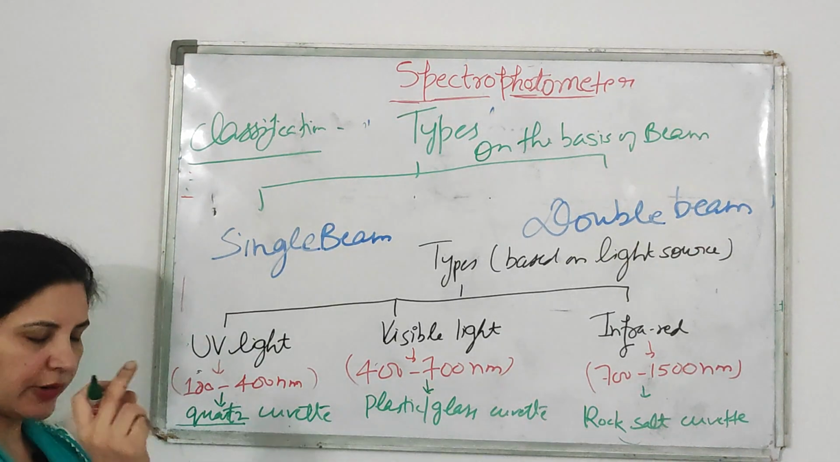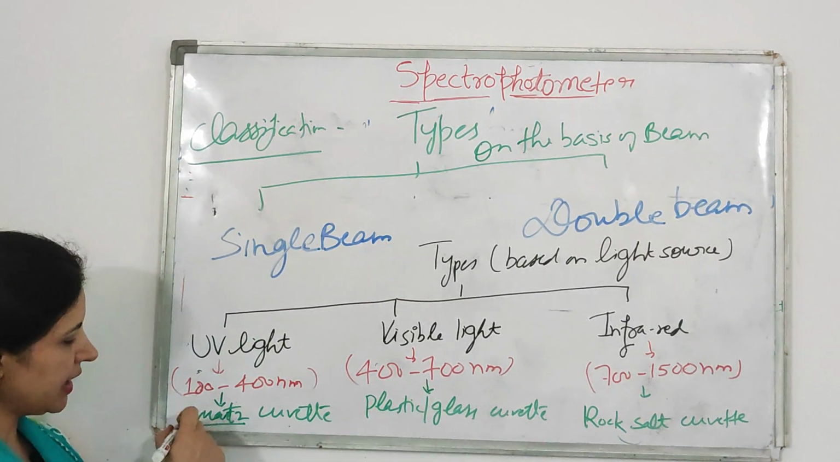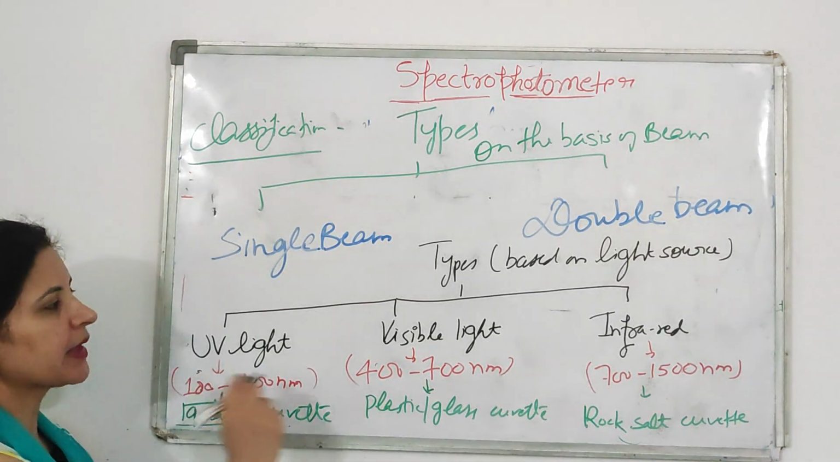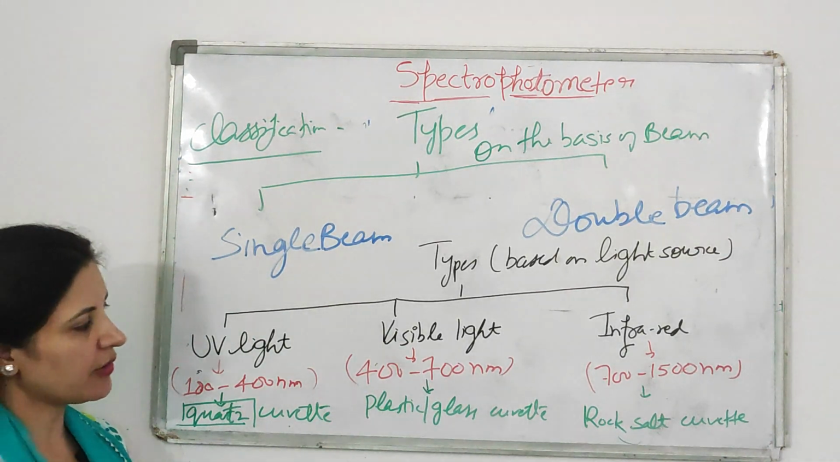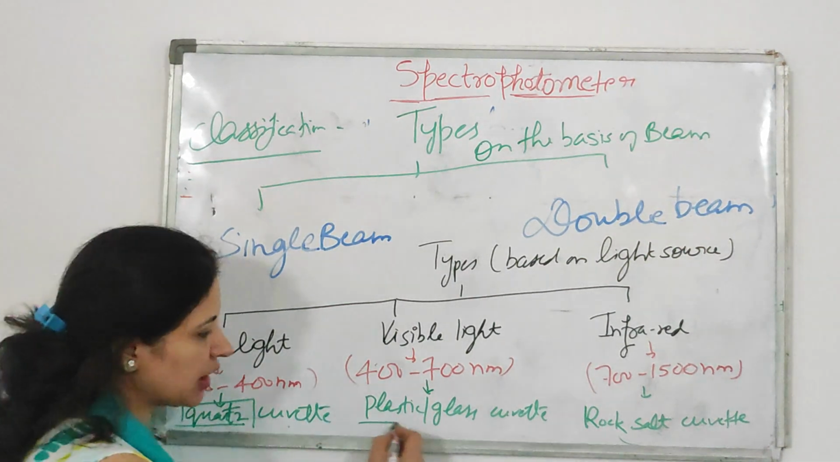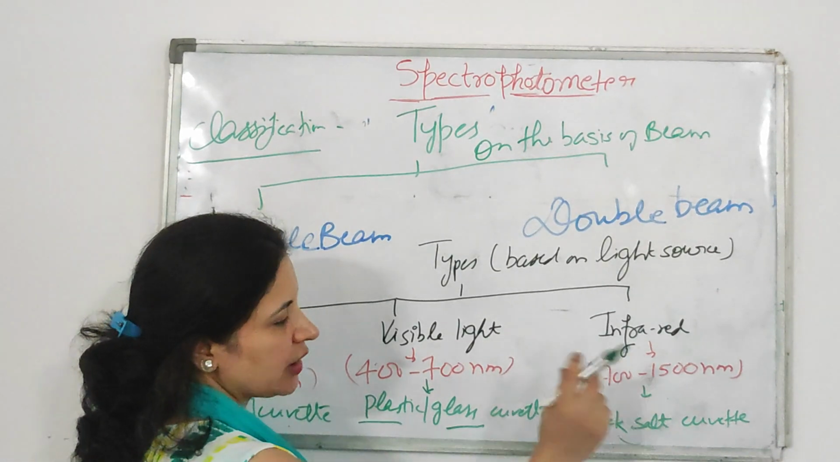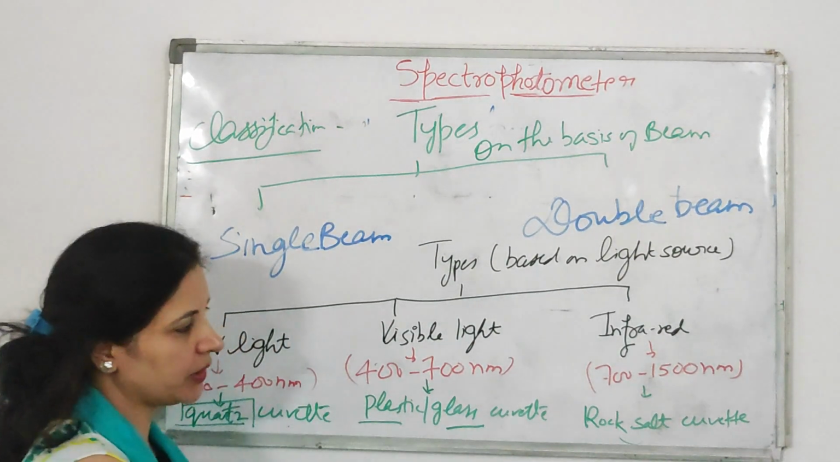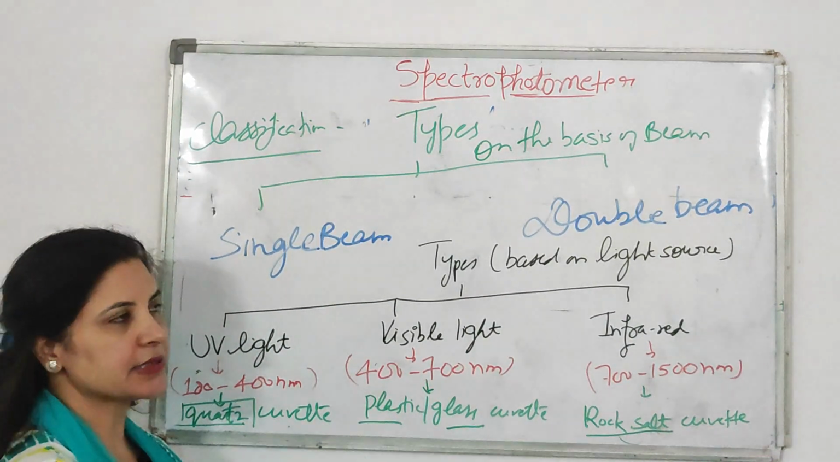The cuvette used in the UV light spectrophotometer is made up of quartz. In visible light, the range is 400 to 700 nanometer and the cuvette is either plastic or glass. In infrared, the range is 700 to 1500 nanometer and you will use a rock salt cuvette. Got it? Understand?